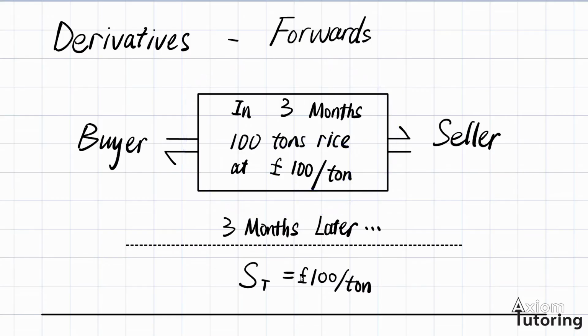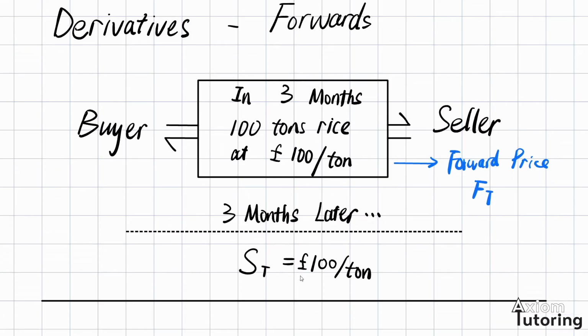Why? Because it is settled in the future, which is in 3 months' time. And we have a pre-specified price here, and we name this the forward price. Okay, so this is the forward price. And we use the notation FT here, where F means it's the forward price, and T means it's settled in T years or T months or at time T in the future. In this case, it will be 3 months.